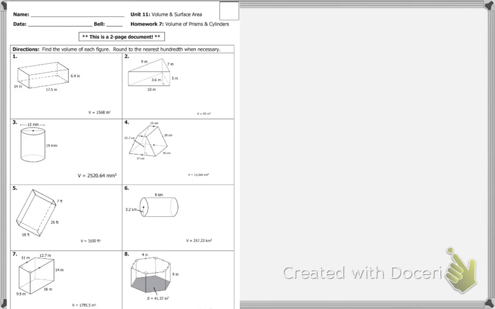So, you have question number 4. We're looking for the volume of these things, right? First, you identify what the bases are. The bases are always the two similar objects. So, if I look at number 4, I see this trapezoid and that trapezoid. Both of them match. Those are my bases.